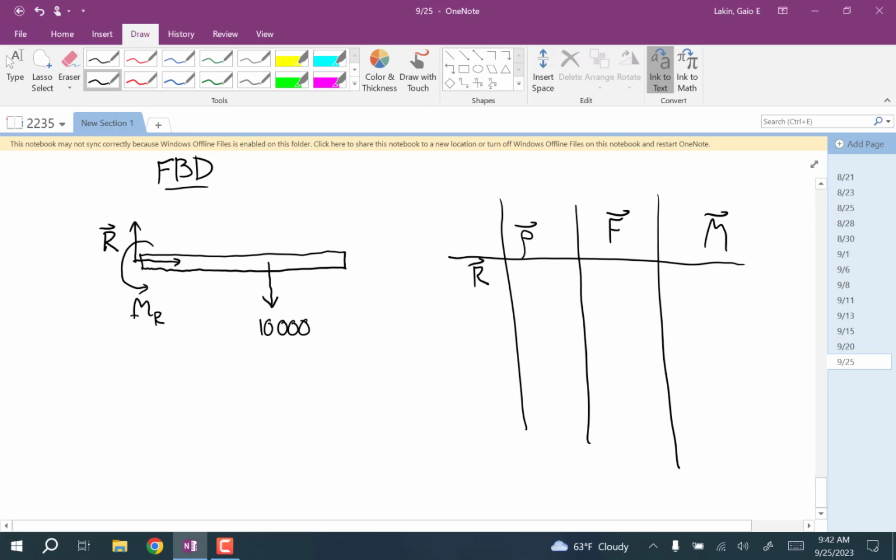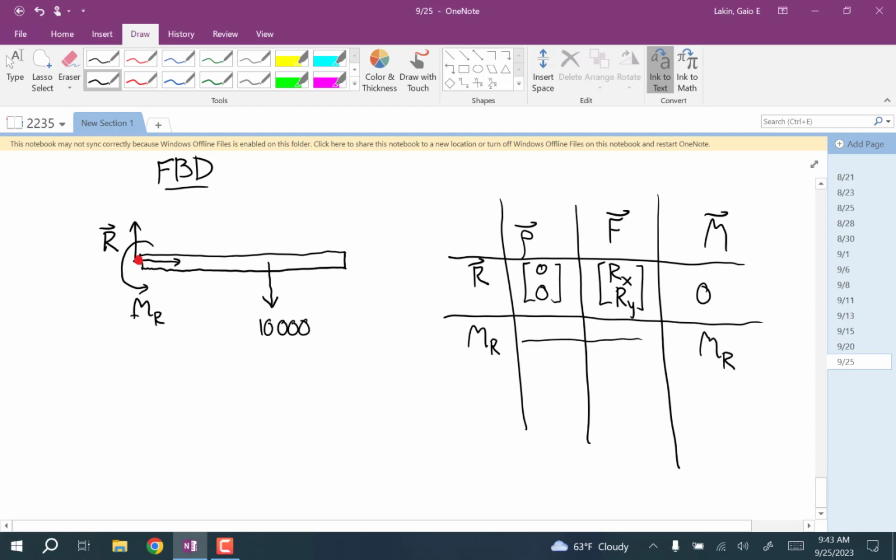For the force R, let's put our about point over here. So rho vector is 0. The force vector is Rx, Ry. Cross product is 0. Then for the couple MR, we don't care about these two things. Those aren't relevant for couples. And so we just have the couple moment of MR.